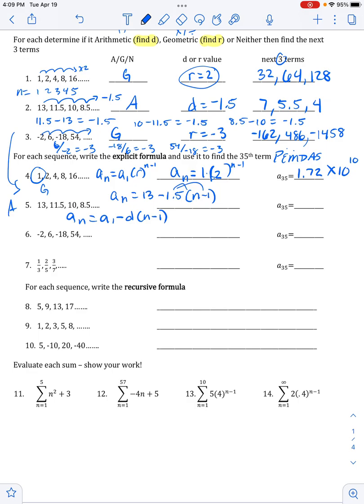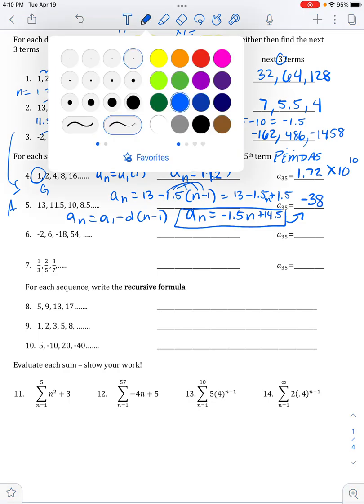So if I go ahead and distribute that, I'm going to be at 13 minus 1.5 and then plus 1.5 because the negatives here will cancel. So my final formula for my explicit is going to be, oh, there's an n in here, negative 1.5 n and then plus 14.5. And when I plug in a 35, I get negative 38.